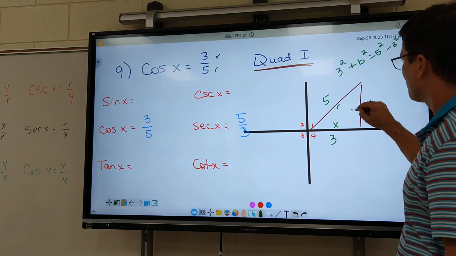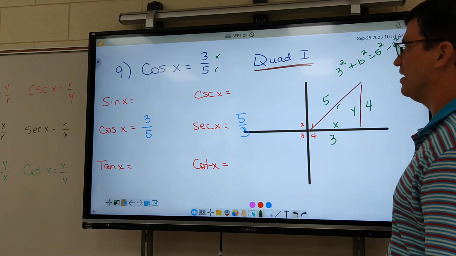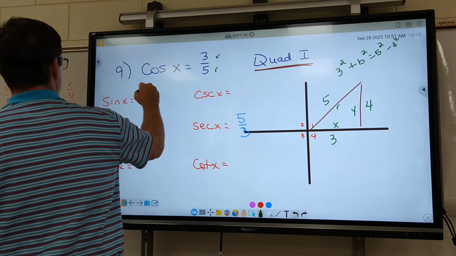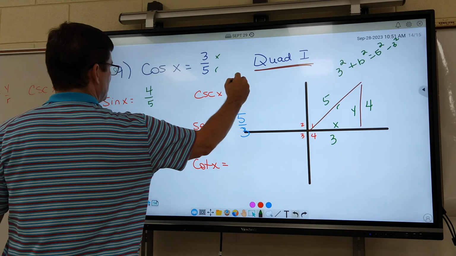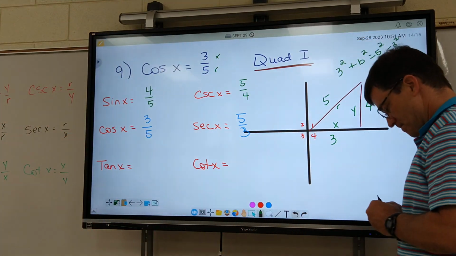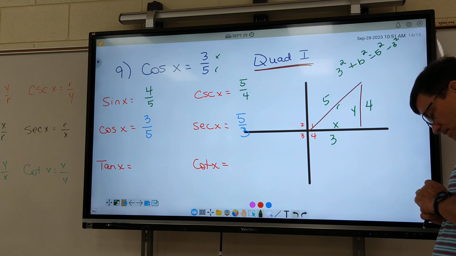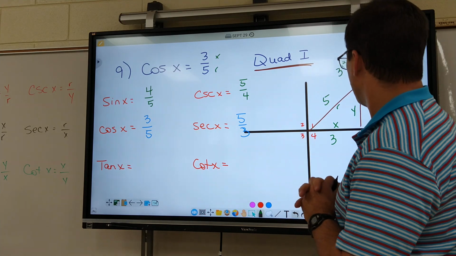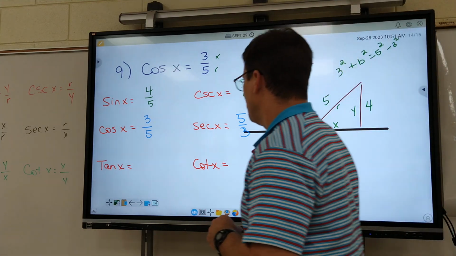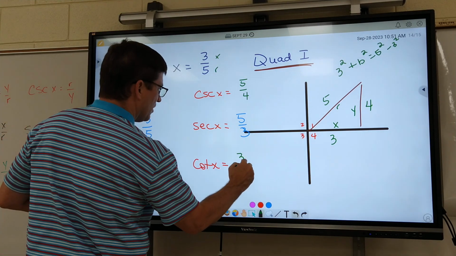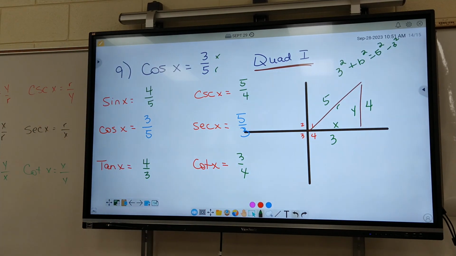All right, so now we've got our 3 sides. So now it's going to be a piece of cake. Sine is y over r. I put 4 over 5 right there. Flip it, it's 5 over 4 right there. Tangent's y over x. That's 4 over 3. Flip it, it's 3 over 4. All right, so that one wasn't bad.